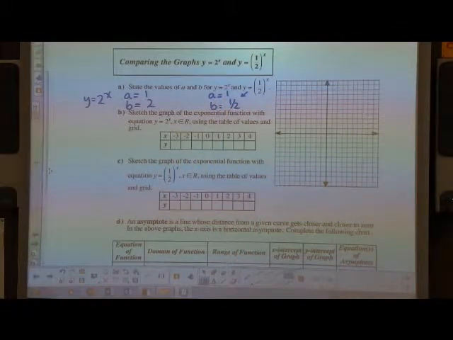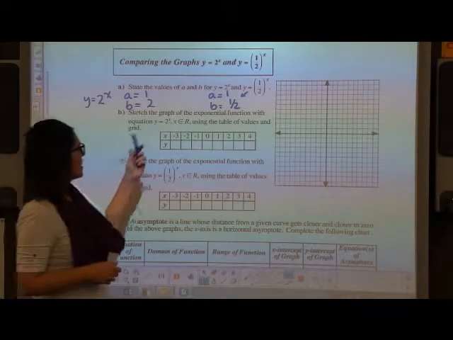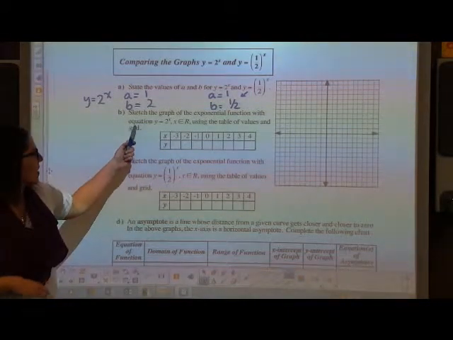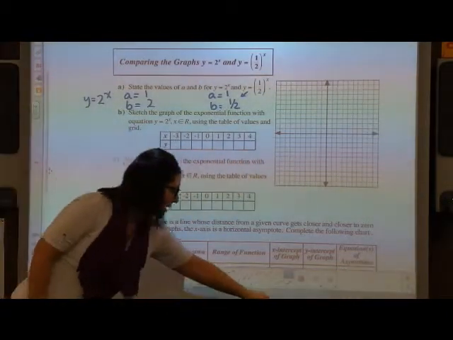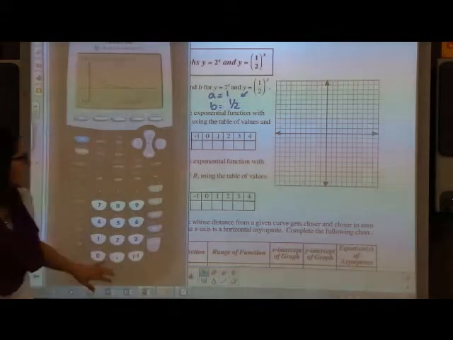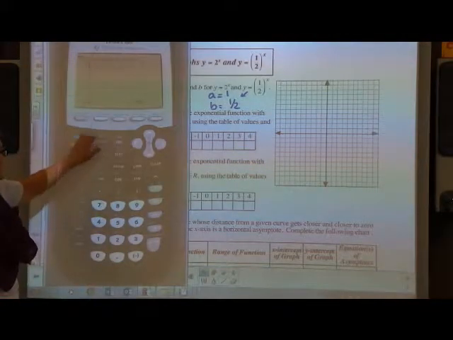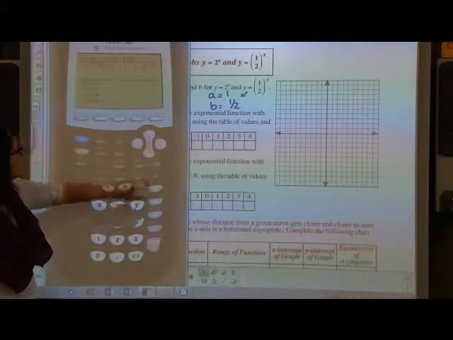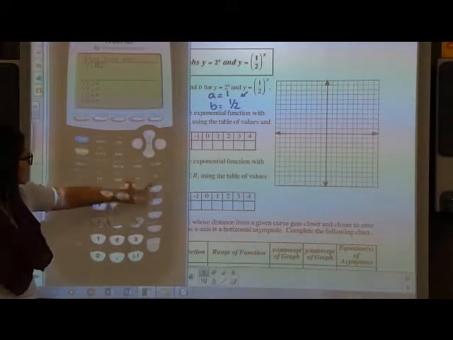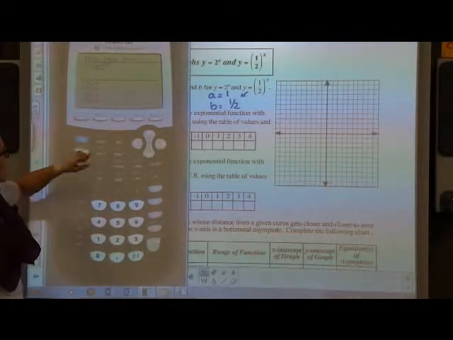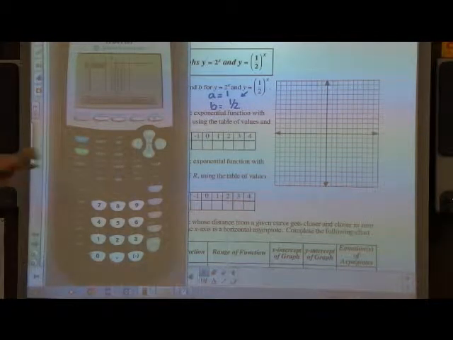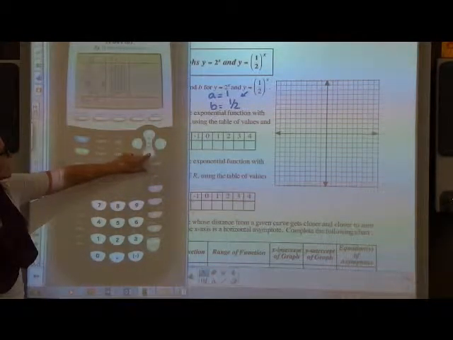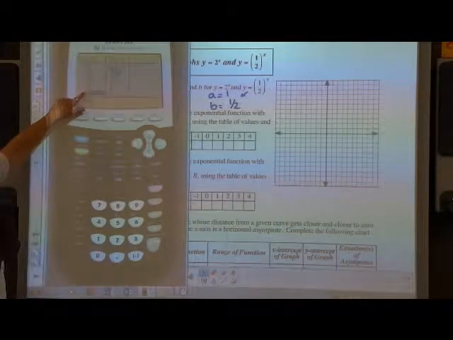So what I want done before we meet again is I want you to sketch the graph of the function using the table of values. The best way to do that would be to take your calculator and type in 2 to the power of x and then go to your table of values. So second table, and then look at what your values are.